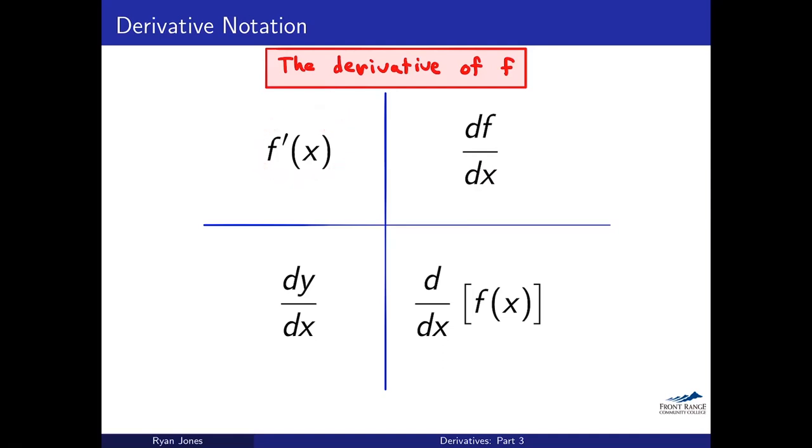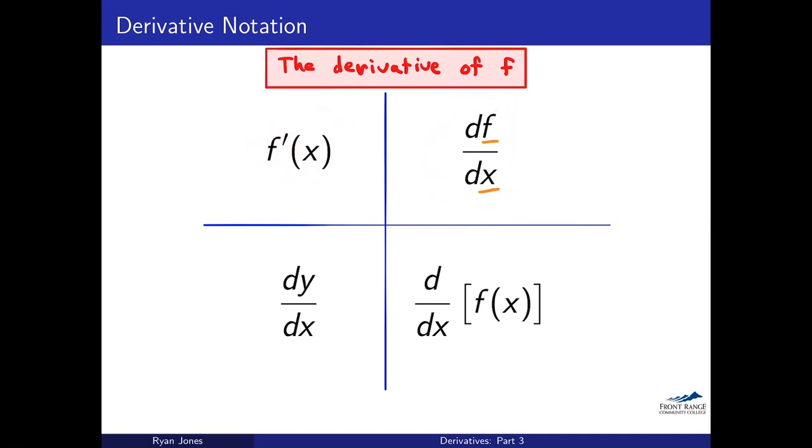It's just saying, hey, I'm taking a derivative of f, and the variable that I'm taking that derivative with respect to is x, just like I had here. I have my function f, and this prime tells me that I'm taking a derivative of f, and the x is the variable that I'm taking the derivative with respect to.